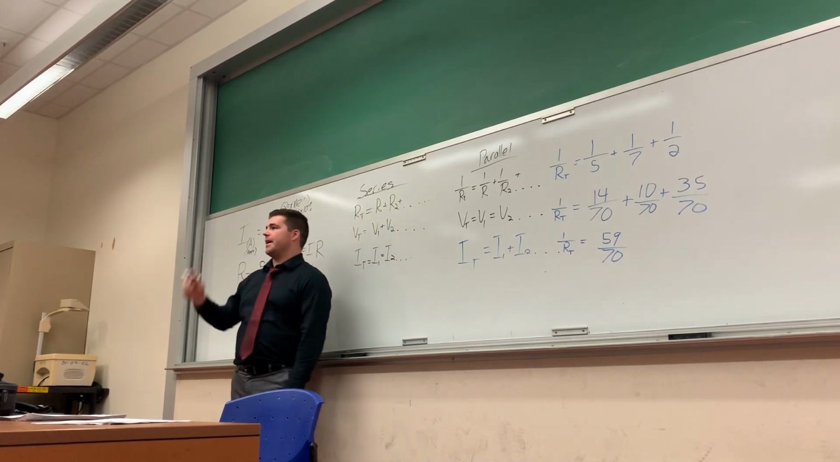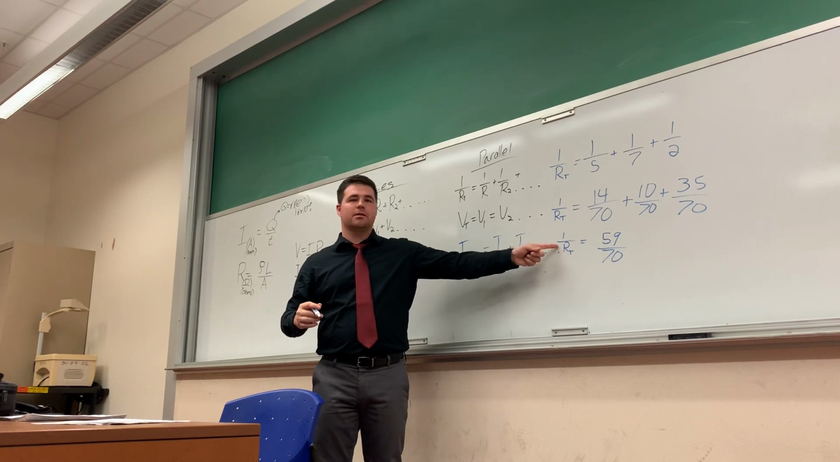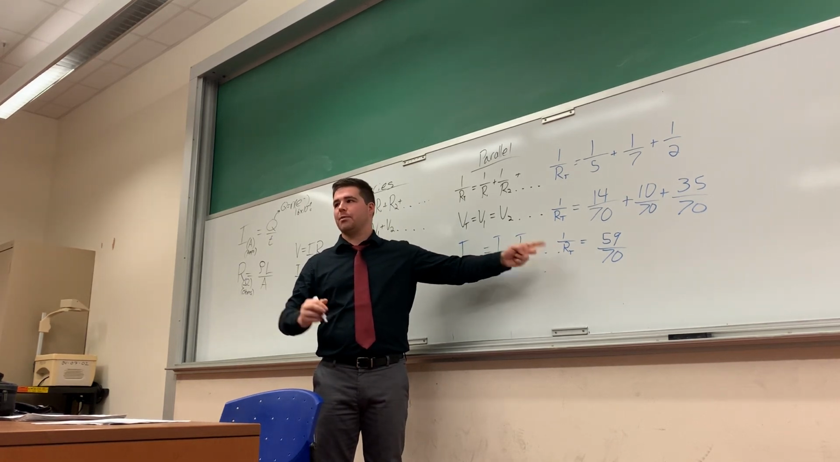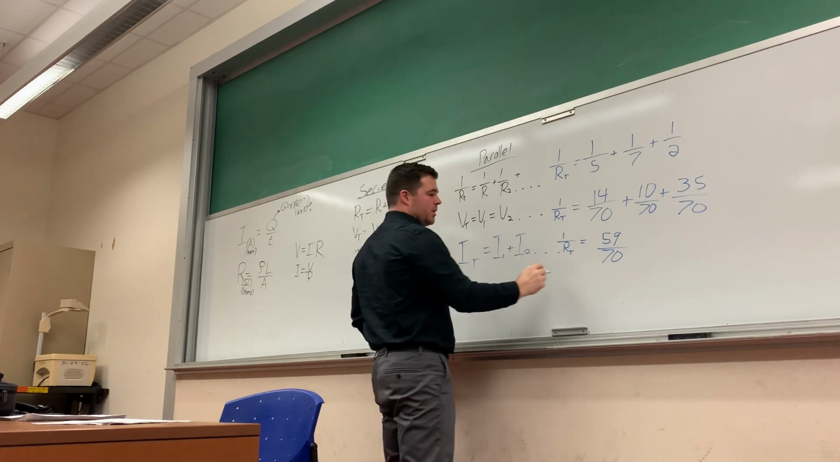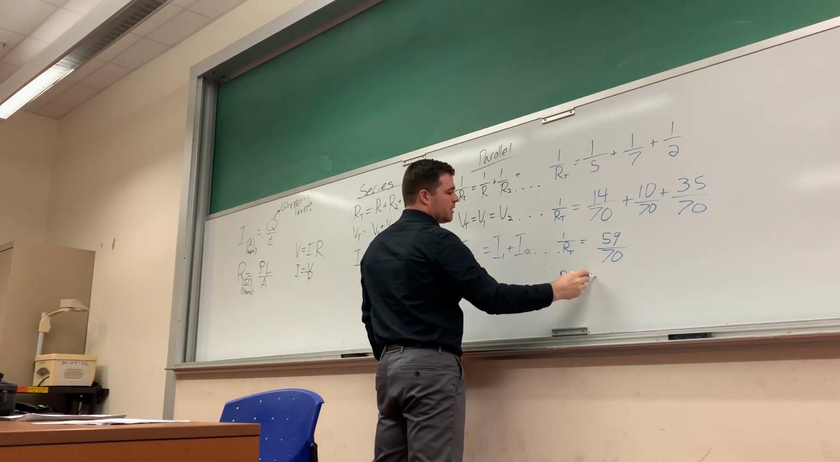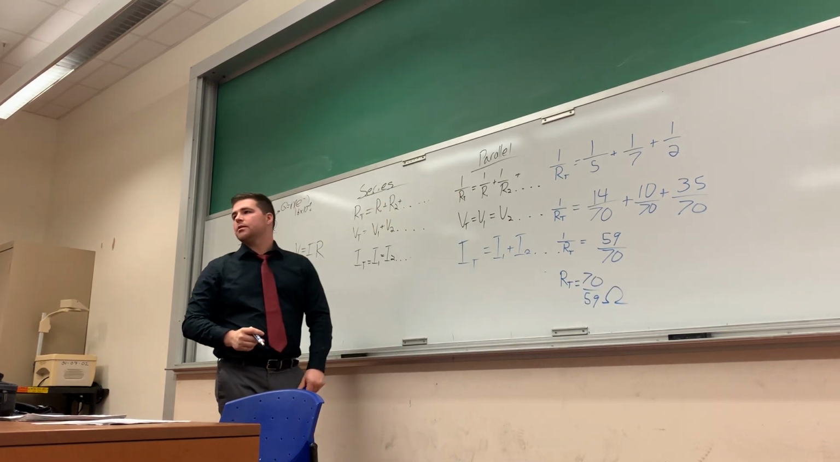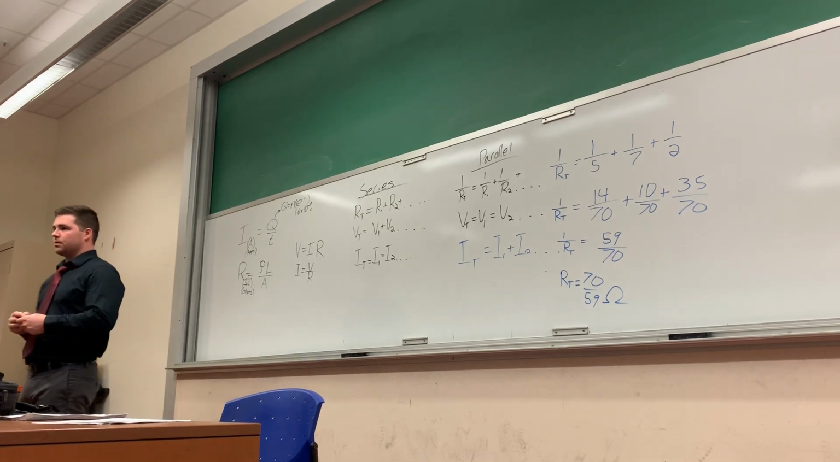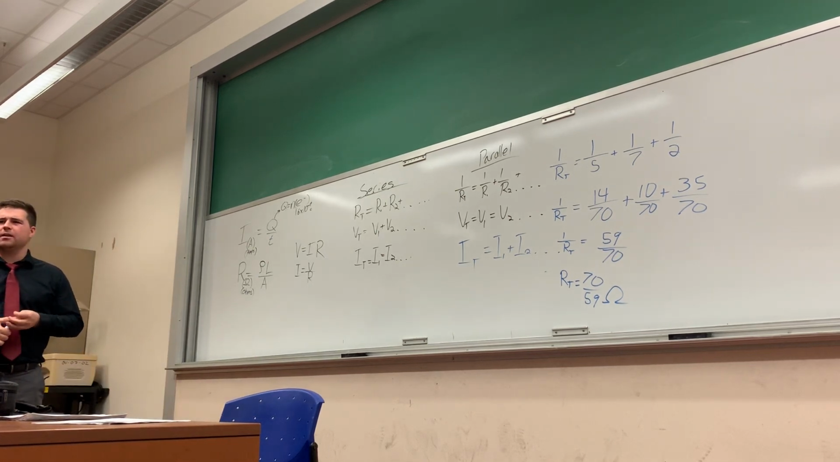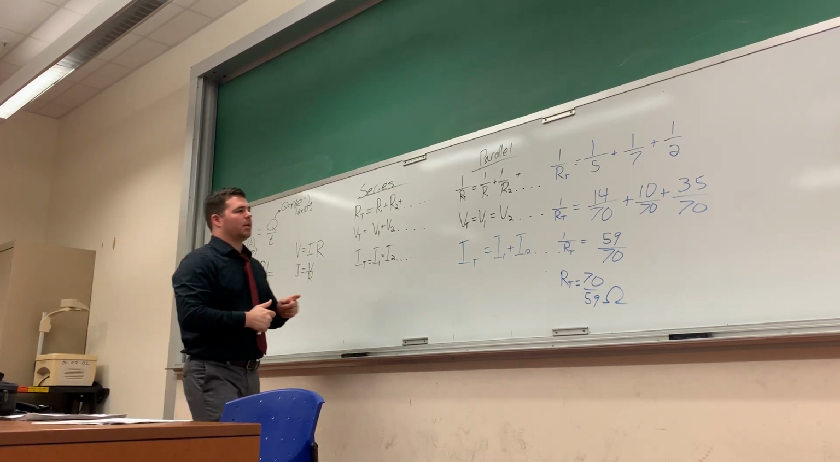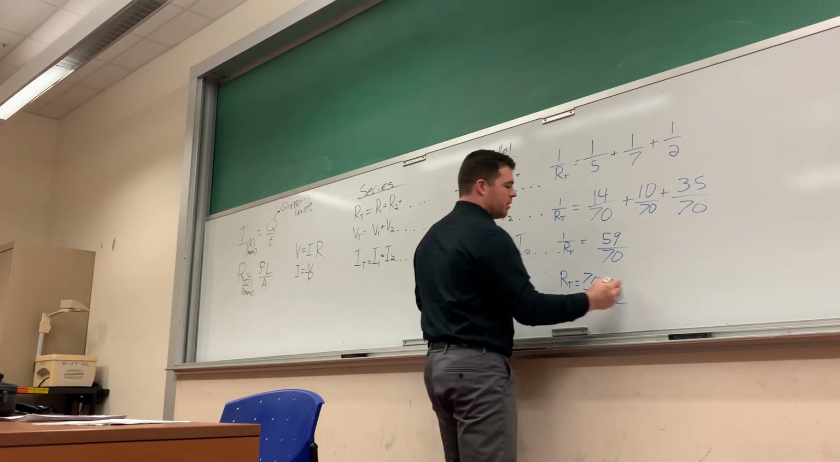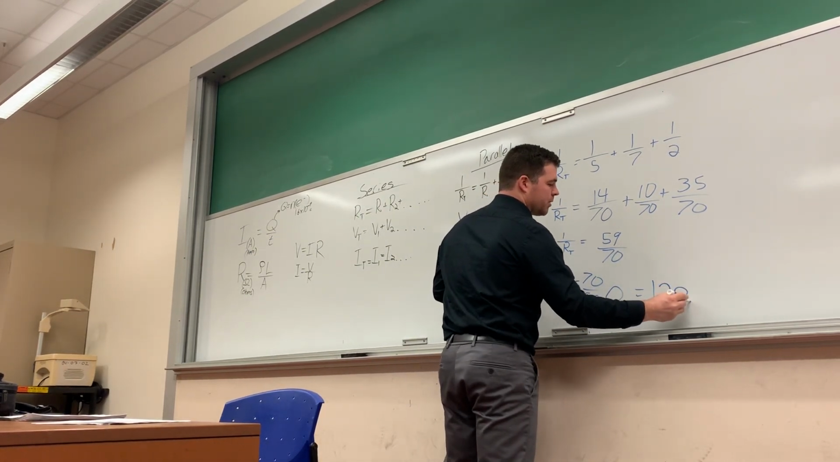But remember, that's not your answer. That's 1 over your answer. We want our total, so don't forget that final step. You can just flip both of them and we can say our R total is equal to 70 over 59. That would be the trickiest formula on this. What is 70 over 59 exactly? The calculator says 1.19. So this is equal to, let's say, 1.2 ohms.